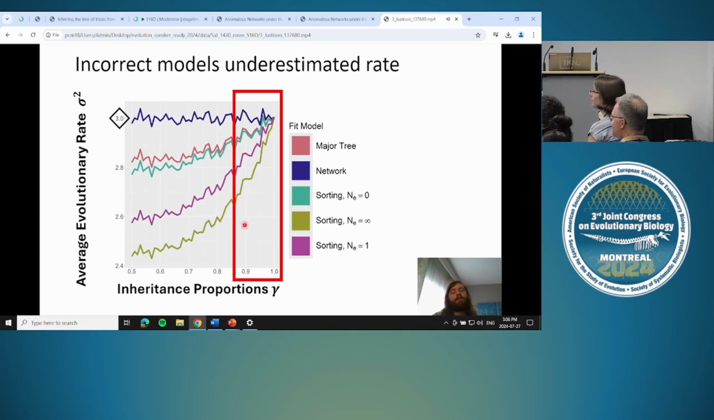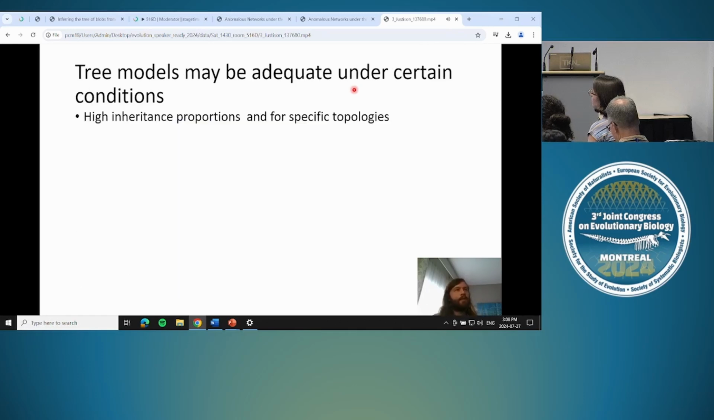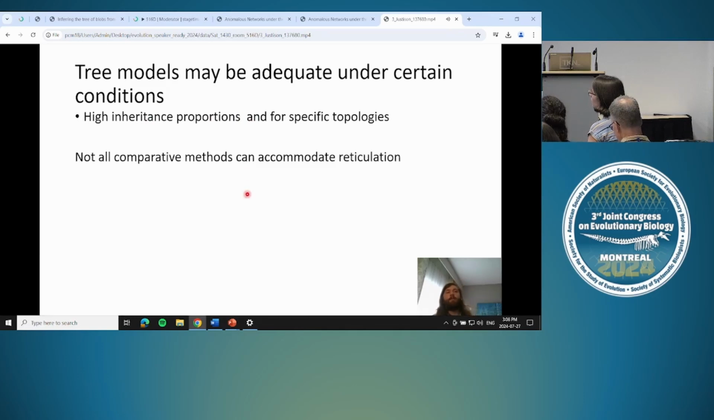Another thing we can note is that for relatively high inheritance proportions, so as the network becomes increasingly tree-like, regardless of whether we use the incorrect model, the amount of bias decreased. So we're a little bit more robust to model misspecification at high inheritance proportions. And so this can lead us to conclude that tree models might be adequate under certain conditions, specifically for relatively high inheritance proportions and for specific topologies. And this can be helpful because not all comparative methods can accommodate reticulation, and, as I said, we can't always have a network to fit these models on.